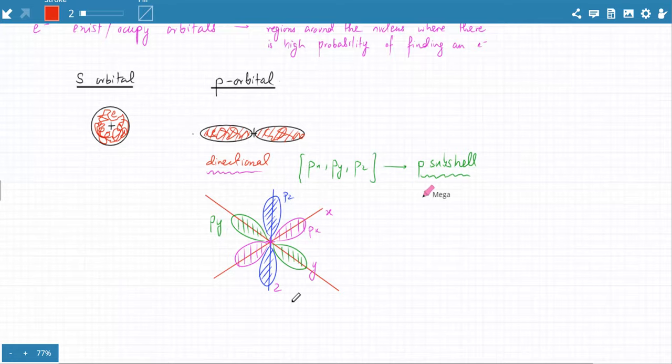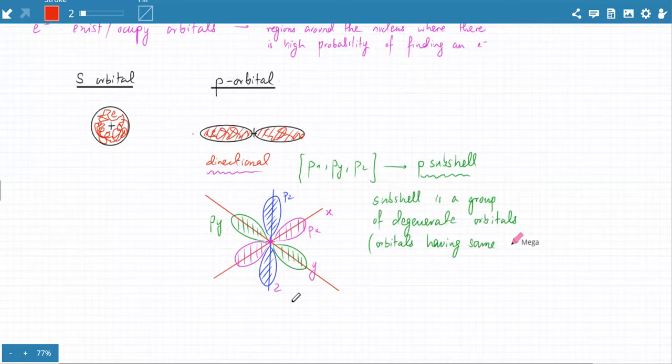So what's a subshell? A subshell is a group of degenerate orbitals. And then the question is, what's a degenerate orbital? They're orbitals having the same energy level, but different orientation or direction. So this is what is meant by the term subshell.